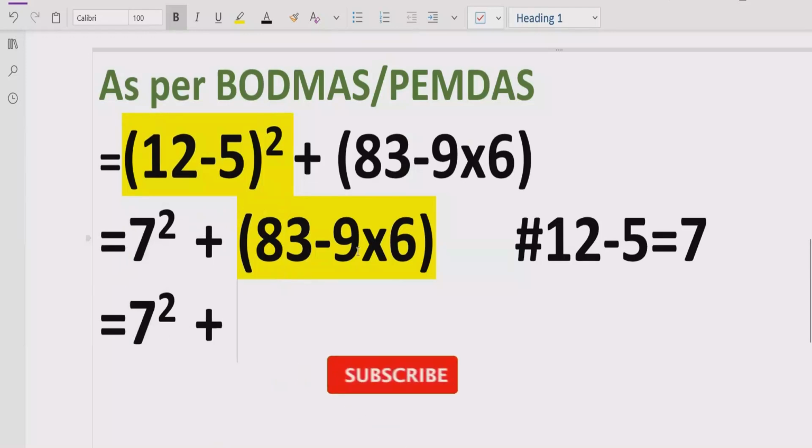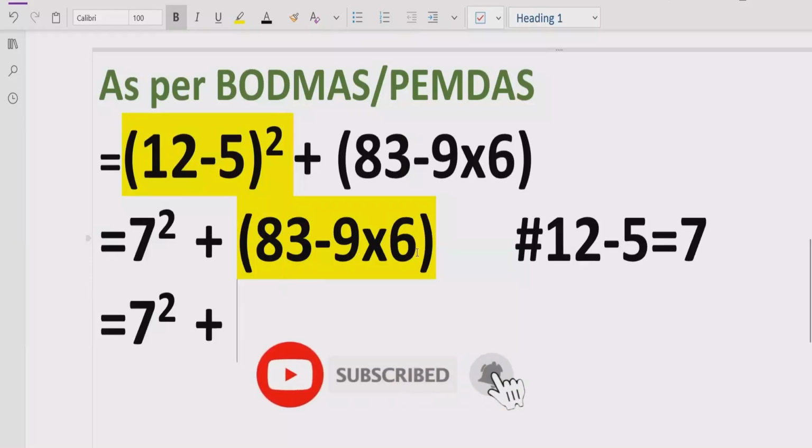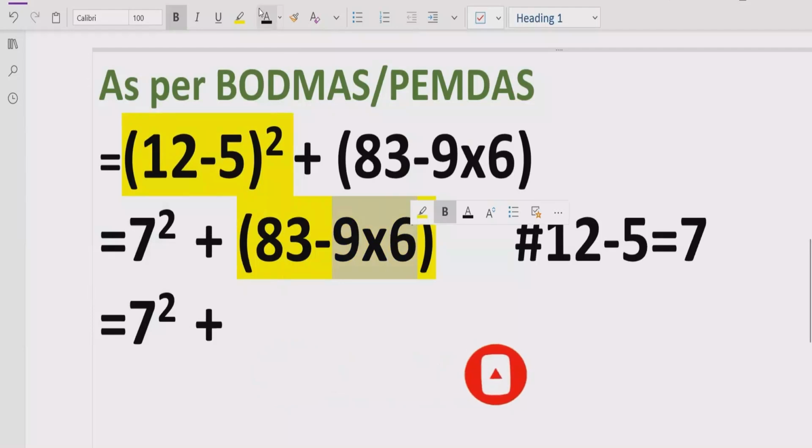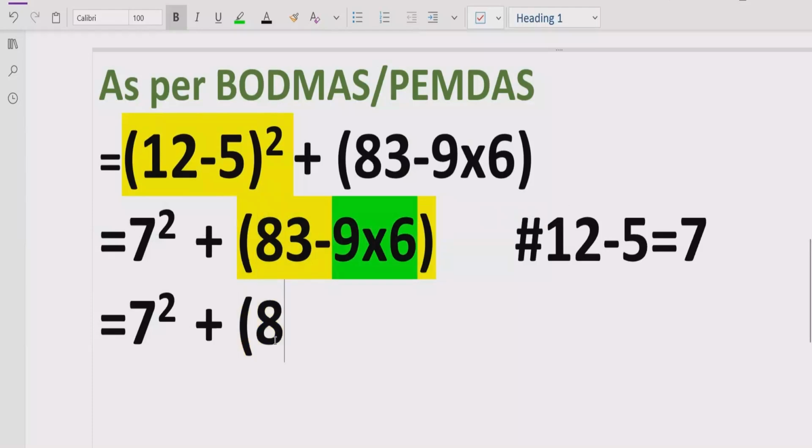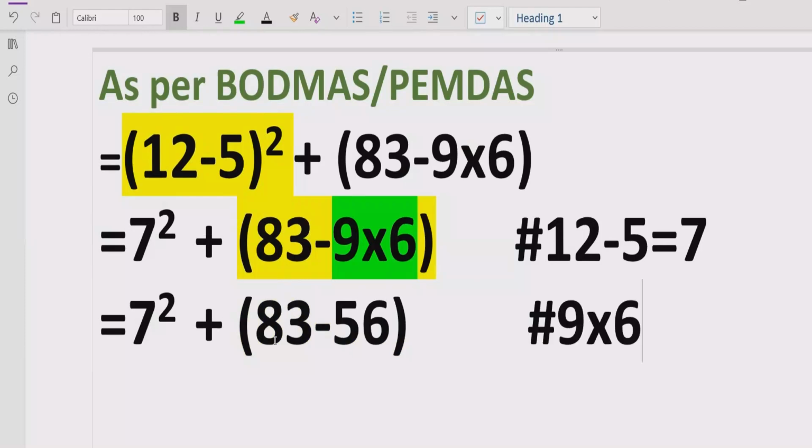So 83 minus 9 multiplied by 6. Here we have to solve this part first according to the rule of BODMAS. Now we will solve this part. We have to solve 9 multiplied by 6. So here we will get 83 minus 54. And we will write this part like 9 multiplied by 6 equals 54.